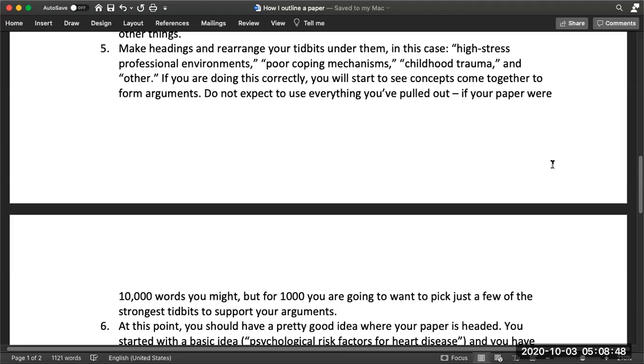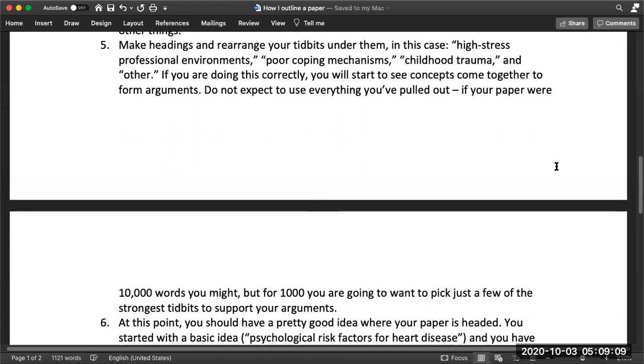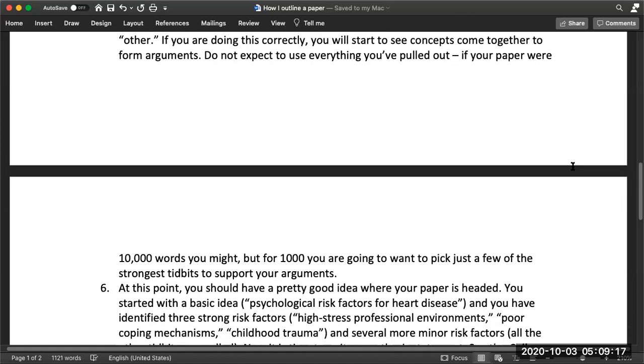You're not going to use everything that you've pulled out. Inevitably there's going to be stuff that doesn't quite fit, or there's too much and you don't need something, or whatever. You're not going to use everything. But you have the luxury, because your paper is not very long, of being able to pick the things that are strongest to support your argument.